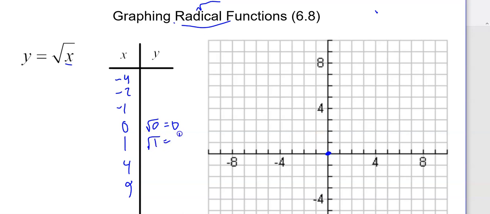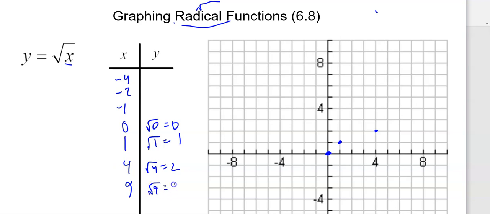Square root of 1 is 1. So (1, 1) is a point on this graph. Those are easy points to remember. A lot of our parent graphs have those same 2 points. Square root of 4 is 2. So that's a little different. With a parabola, it's (2, 4), but with a radical or square root function, this is (4, 2). That's interesting. I picked 9 and 4 because they're nice square roots.